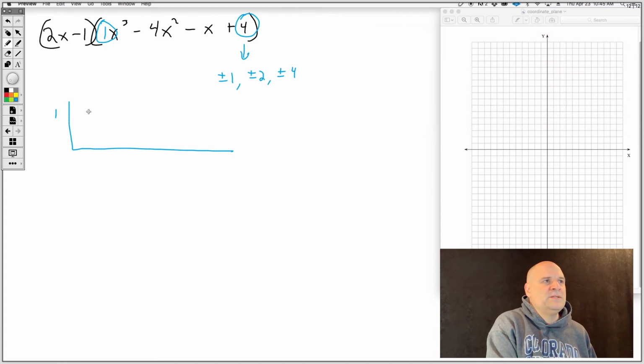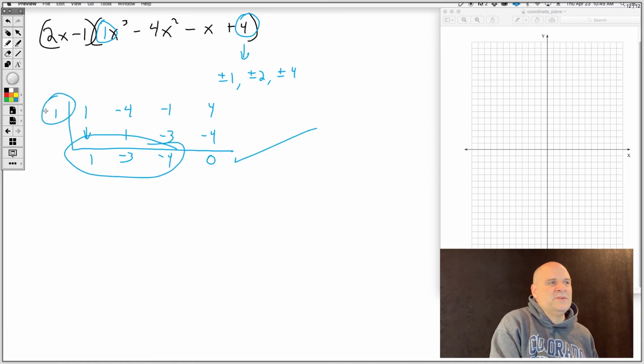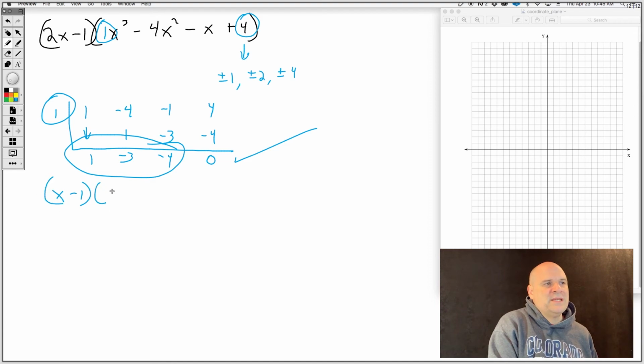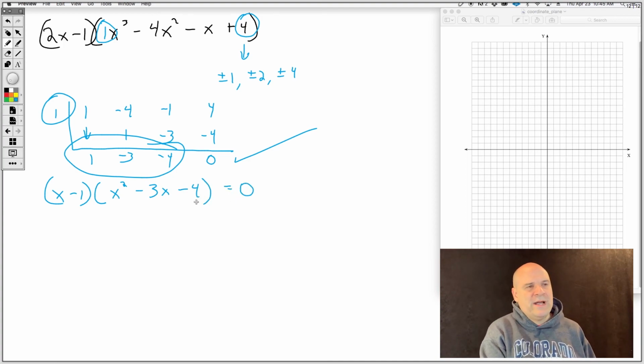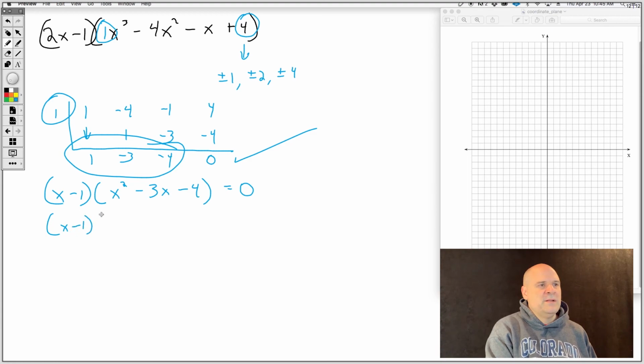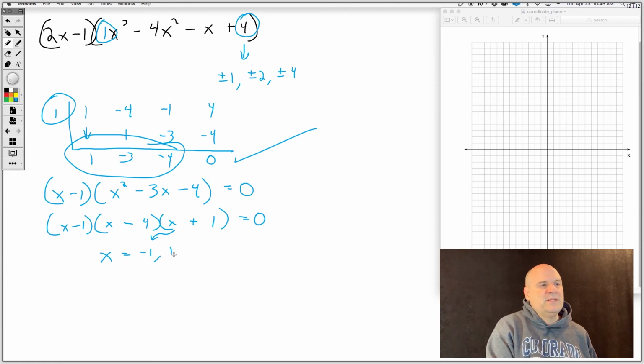Okay, write our coefficients: 1, negative 4, negative 1, and 4. Bring this sucker down, multiply, add, multiply, add, multiply, add, 0, boom. So this is a root, which means x minus 1 times x squared minus 3x minus 4 works. All right, is this factorable? It is. X minus 4, x plus 1. Boom. So our roots are, I'm going to put my negatives first, negative 1, positive 1, and positive 4.